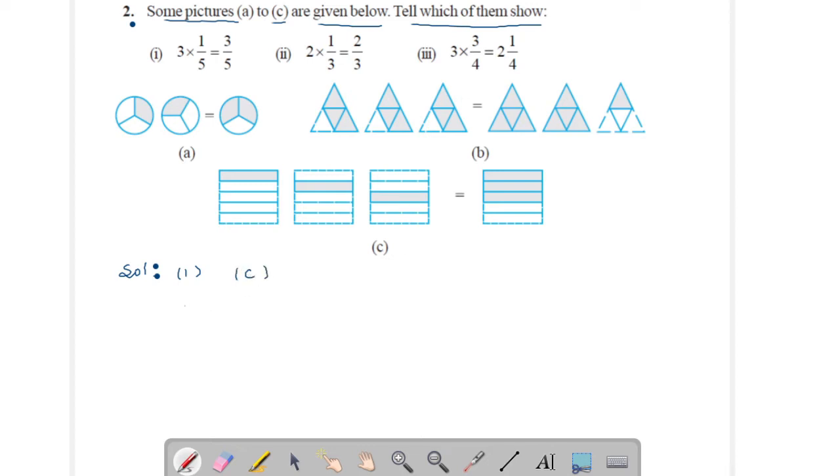Now second part, it is 2 into 1 upon 3. 1 upon 3 means whole is divided into 3 parts. You see A part, this is a circle and circle is divided into 3 parts and one part is shaded. It means in fraction it can be written as 1 upon 3. And here 2 circles are there. It means 1 upon 3 into 1 upon 3, that is 2 times it is multiplied. You will get 2 upon 3. Your answer for second is A part.